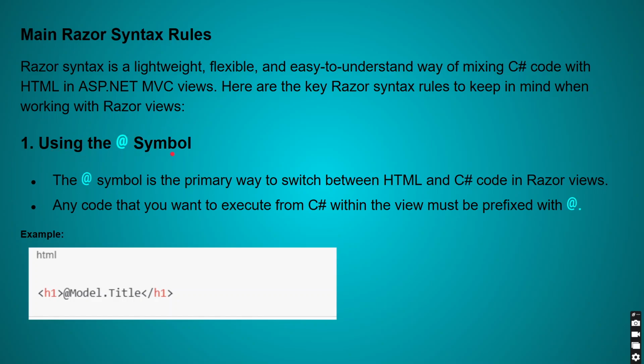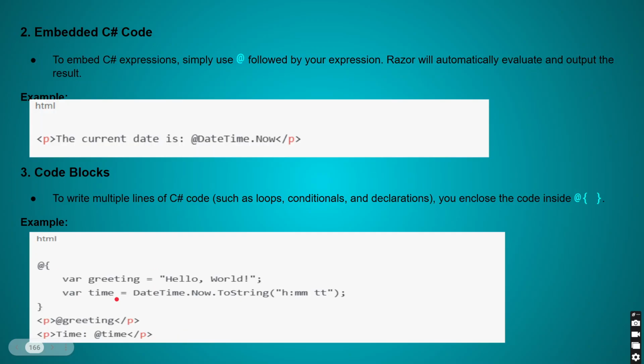Using the @ symbol. The @ symbol is the primary way to switch between HTML and C# code in Razor views. Any code that you want to execute from C# within the view must be prefixed with the @ symbol. Look here, we have one example with an h1 tag that starts with the @ symbol with Model.Title, and the second one with embedded C# code.